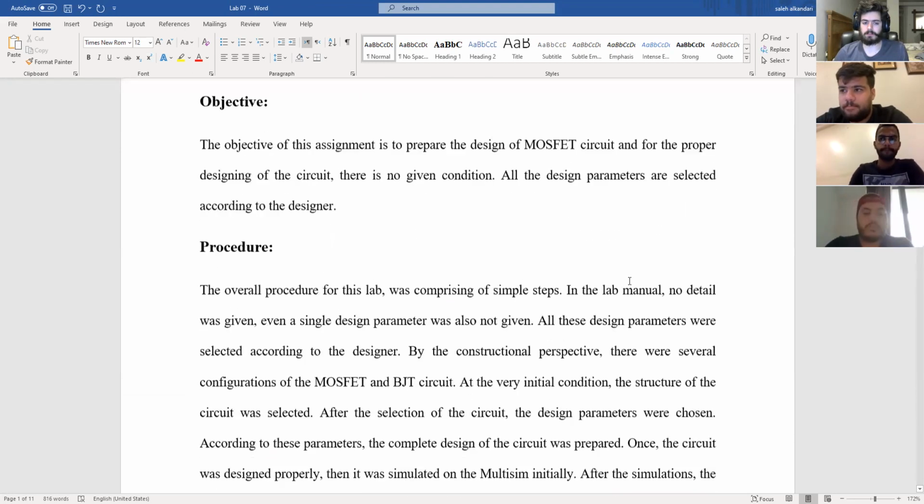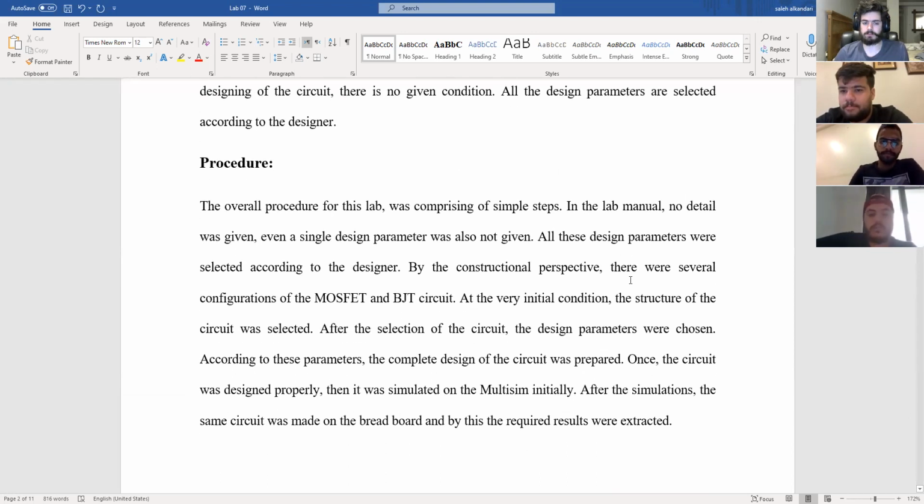Procedure: the overall procedure of this particular activity comprises the simple steps in the lab manual. No detail was given. Even a single design parameter was not given. All of the design parameters were selected according to the designer.